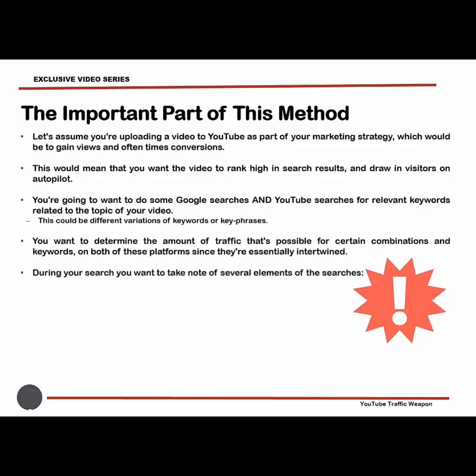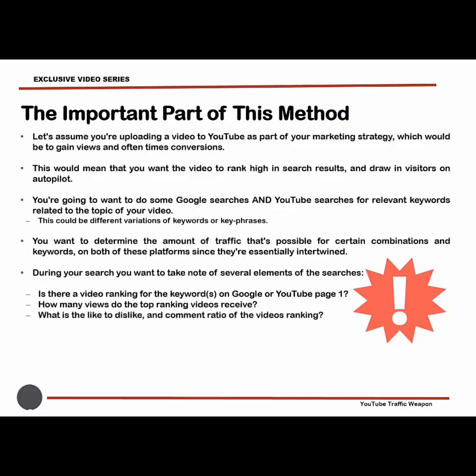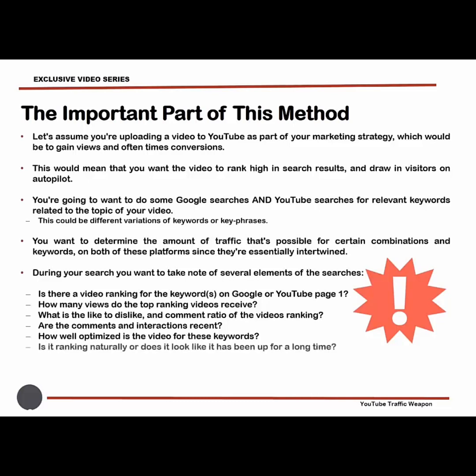During your search, you want to take note of several elements of the searches. Is there a video ranking for the keyword or keywords on Google or YouTube page 1? How many views do the top ranking videos receive? What is the like to dislike and comment ratio of the videos ranking? Are the comments and interactions recent? How well optimized is the video for these keywords? Is it ranking naturally or does it look like it has been up for a long time? Is the uploader of the video an established channel or not?